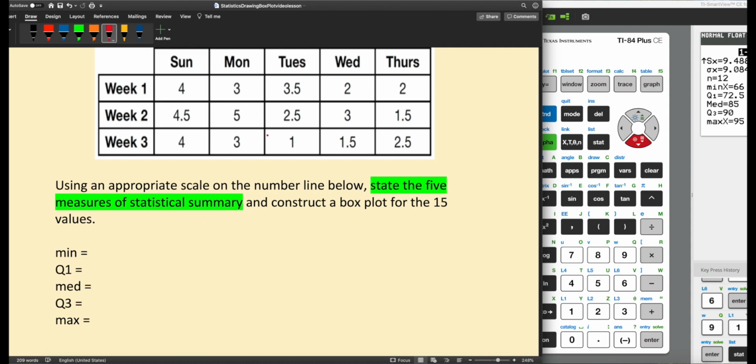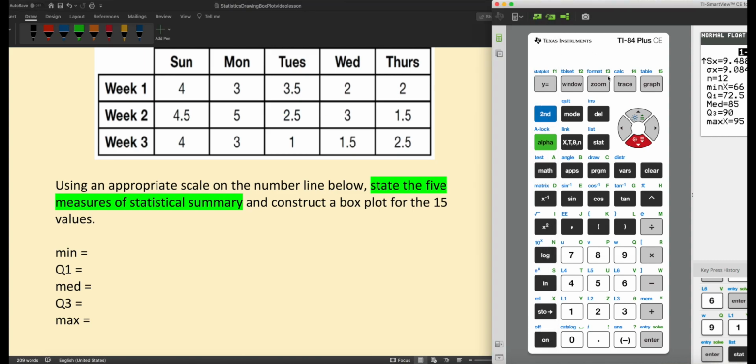So now, first step, let's get all this information into our calculator. So we're going to clear the calculator. Second plus 712. Then it's stat enter. And now it's going to be 4, 4.5, and 4. Then it's 3, 5, 3. Then it's 3.5, 2.5, and 1. Then it's 2, 3, and 1.5. And then finally it's 2, 1.5, and 2.5.